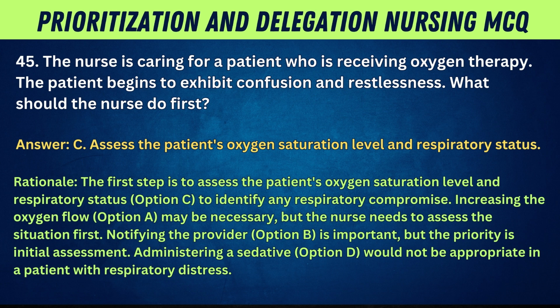Rationale: The first step is to assess the patient's oxygen saturation level and respiratory status, option C, to identify any respiratory compromise. Increasing the oxygen flow, option A, may be necessary, but the nurse needs to assess the situation first. Notifying the provider, option B, is important, but the priority is initial assessment. Administering a sedative, option D, would not be appropriate in a patient with respiratory distress.